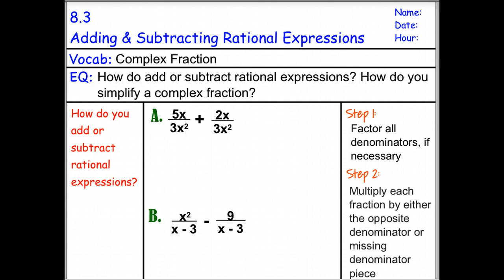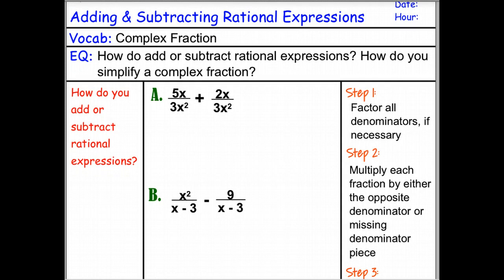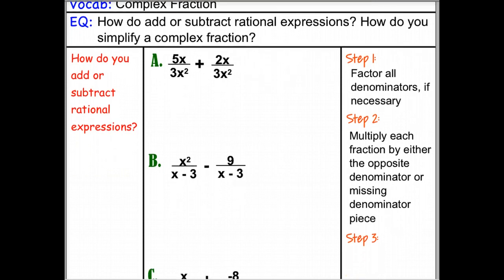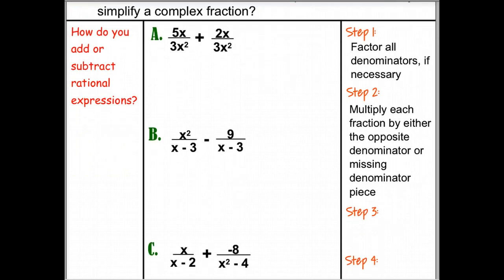Our step 2 then is to multiply each fraction by either the opposite denominator or the missing denominator piece. Remember, adding and subtracting fractions, you need like terms on the bottom. You need a common denominator. In our case, we already have common denominators, so we can move on to step 3, which might be to distribute or FOIL the numerators if you have that common denominator.